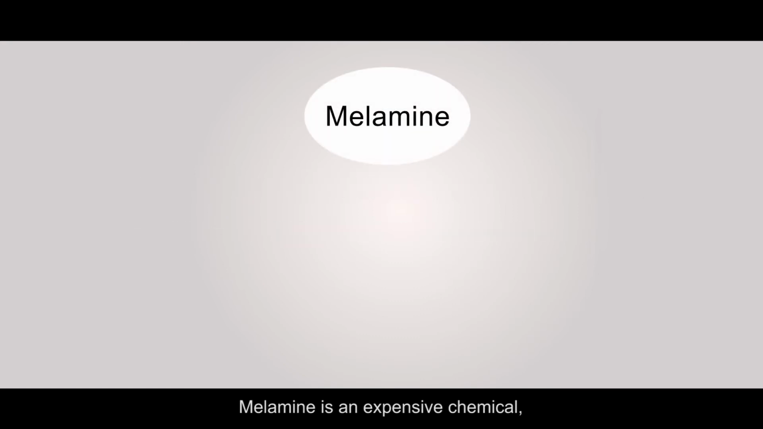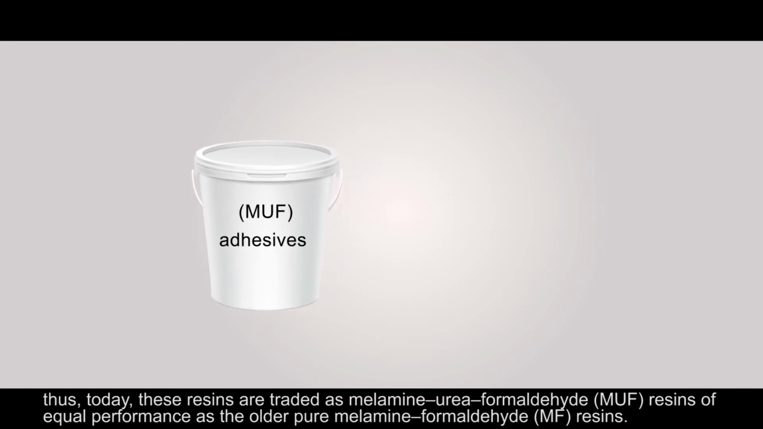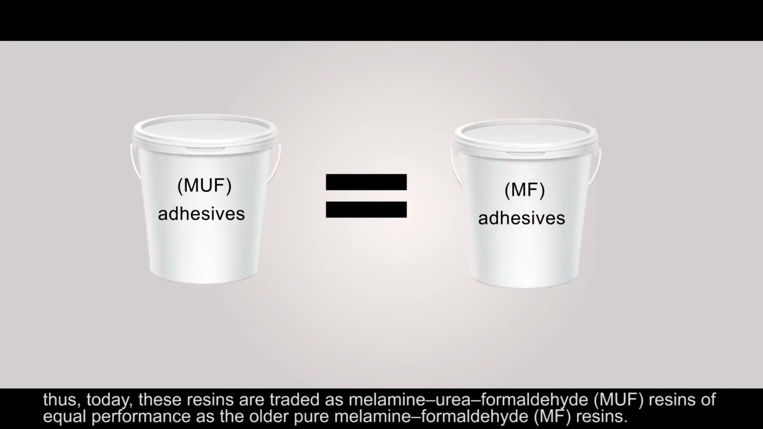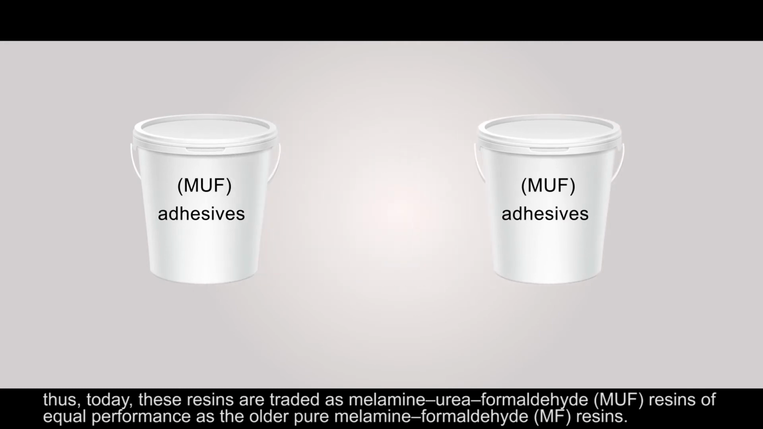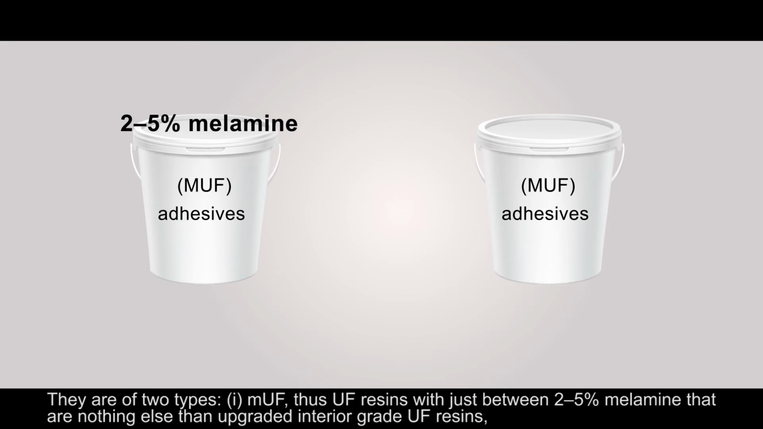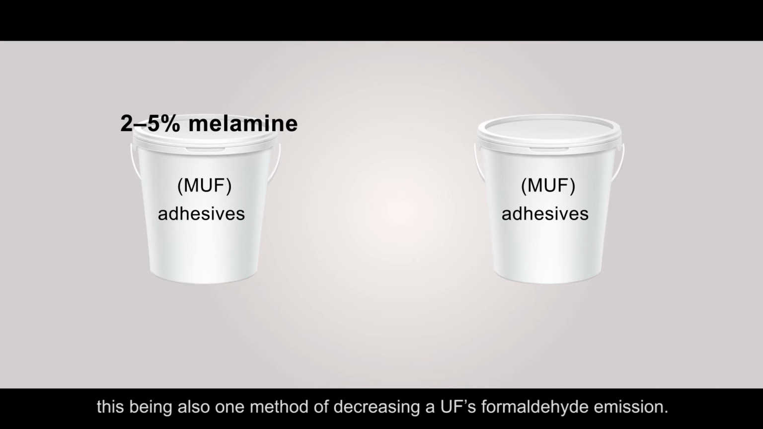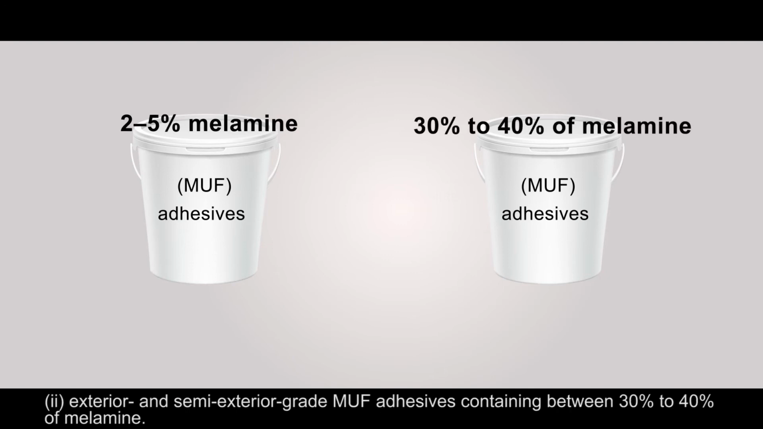Melamine is an expensive chemical. Thus, today, these resins are traded as melamine-urea-formaldehyde, MUF resins of equal performance as the older pure melamine-formaldehyde, MF resins. They are of 2 types. First, MUF, thus UF resins with just between 2 to 5% melamine, that are nothing else than upgraded interior grade UF resins, this being also one method of decreasing a UF's formaldehyde emission. Second, exterior and semi-exterior grade MUF adhesives containing between 30% to 40% of melamine.